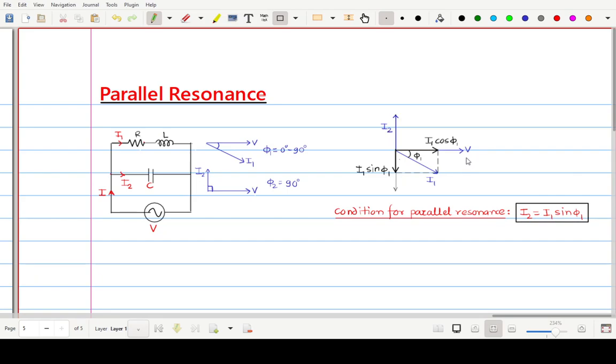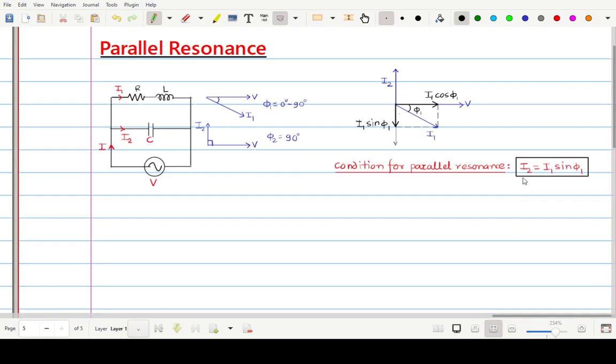So you know that during resonance condition your circuit is always resistive in nature, because the capacitive part and inductive part are equal and opposite, so they will cancel each other out. So this is the necessary condition for parallel resonance. Now we have got the condition for parallel resonance. Okay, now we will further simplify this.